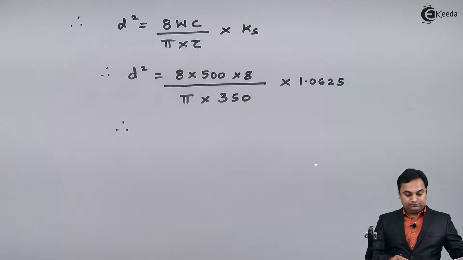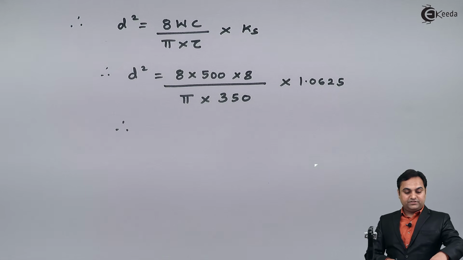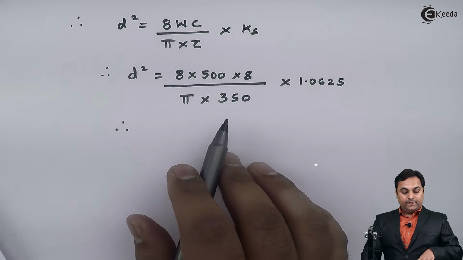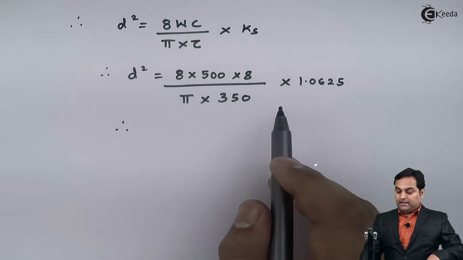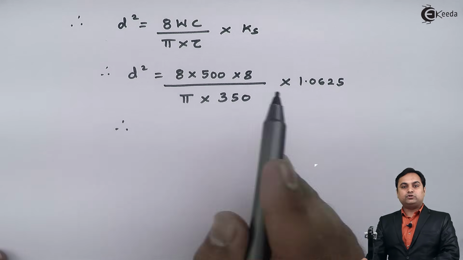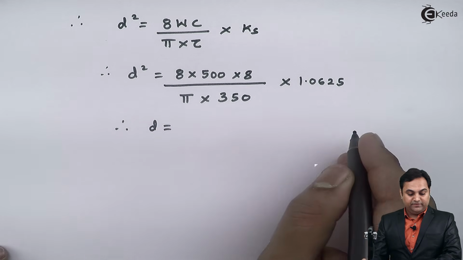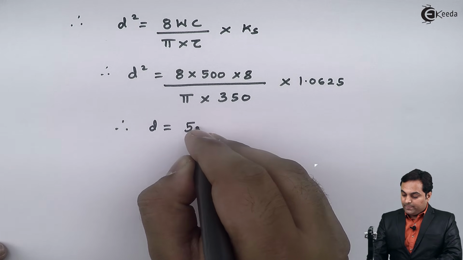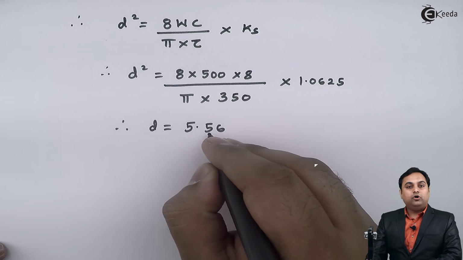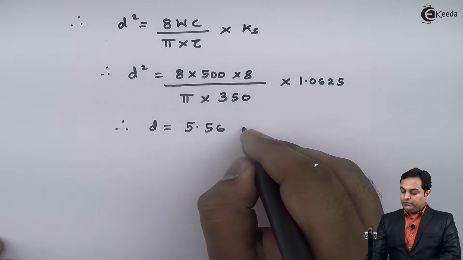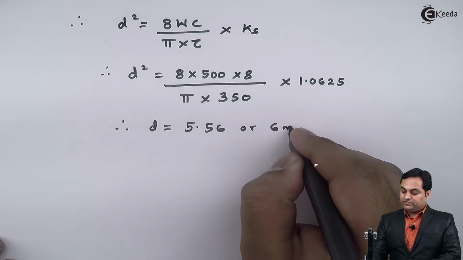Therefore, now from this, if I calculate, I'll get an answer, and if I take the square root of that answer, I'll get the value of small d, and it comes out to be 5.56. I can round off this value, I'll say that this is 6 mm.